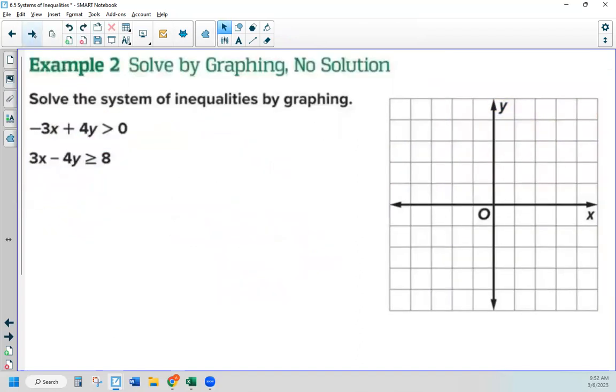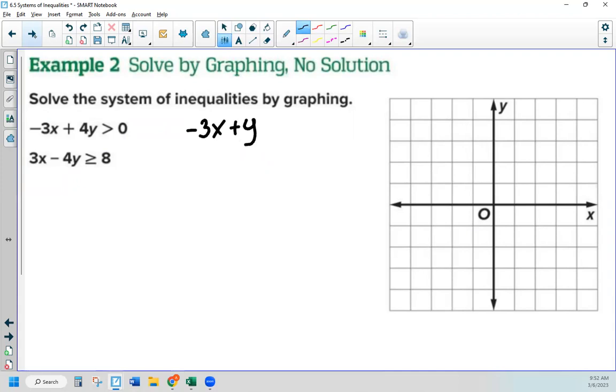All right. You can go ahead and see from the title that we should have no solution in this one, but let's see what it looks like. All right, solve the system of inequalities by graphing. If you want a challenge, pause it right now and try to do it on your own. All right, so let's go ahead and grab this one right here.